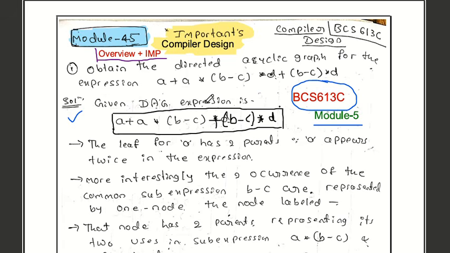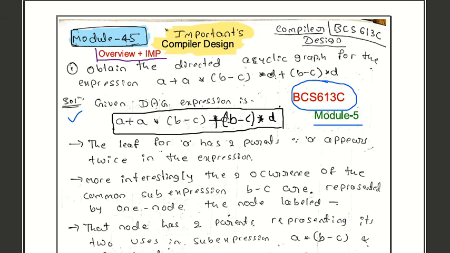So far we have covered the 4 modules of this compiler design, that is the subject code BCS613C. In this video we are going to discuss the module 5 important topics and the important question answers, and mainly I am focusing on the model question paper and the previous year questions. So without wasting time, let's start one by one.